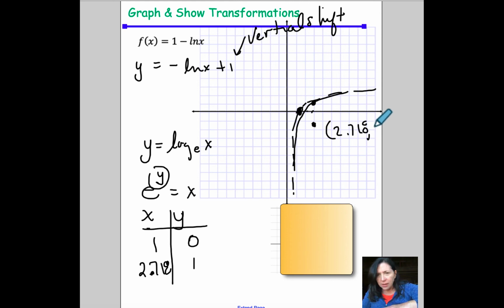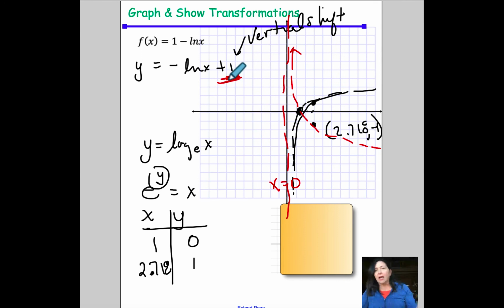2.718, comma, instead of positive 1, it's negative 1. And so this graph is now doing this, okay? I still have my asymptote right here at x equals 0, still there. Now, all this is doing is shifting up 1.